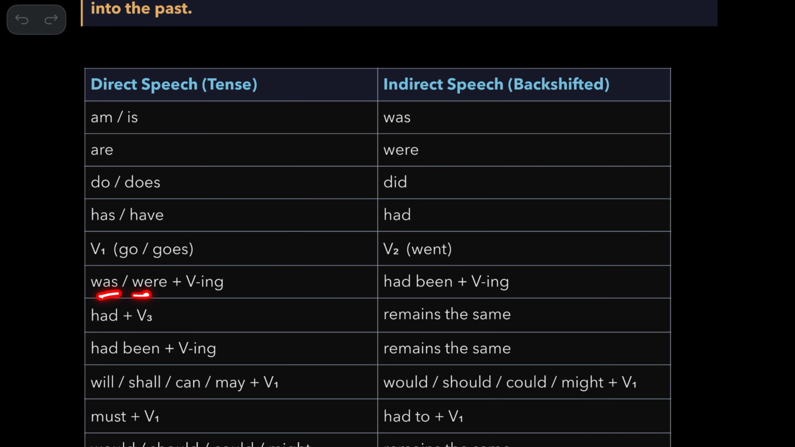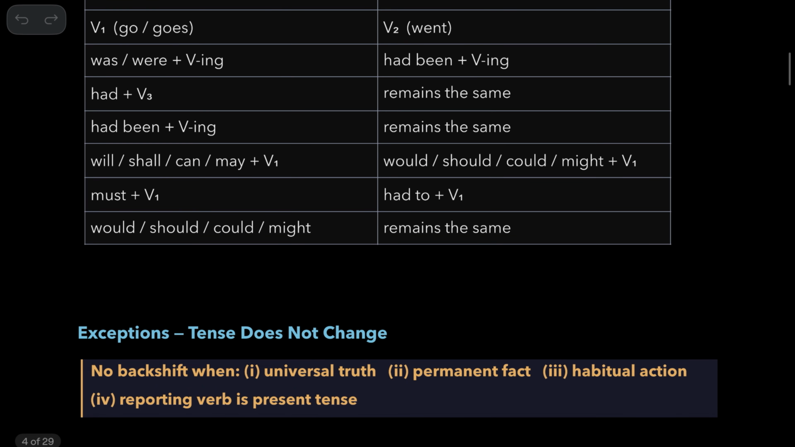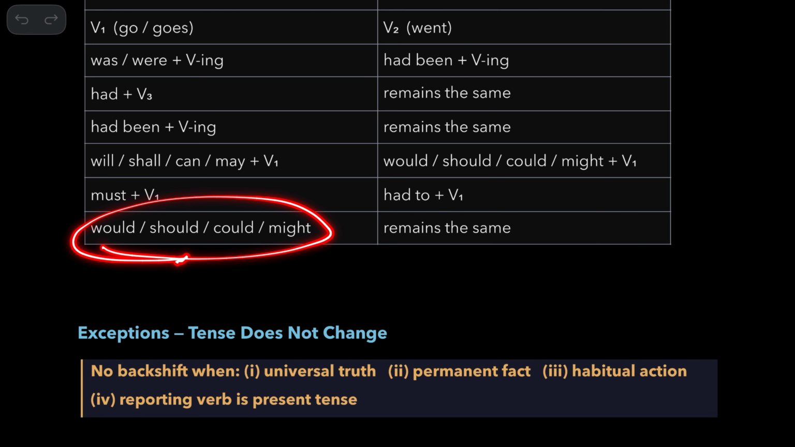And was and were change to had been, and had plus the third form of the verb remains unchanged, and had been ing form of the verb also remains unchanged. So will changes to would, shall changes to should, can, could, may, might, and then the first form of the verb remains unchanged. So then must, then the first form changes to had to. For example, must do changes to had to do. So these are considered already past tenses, so they remain unchanged.